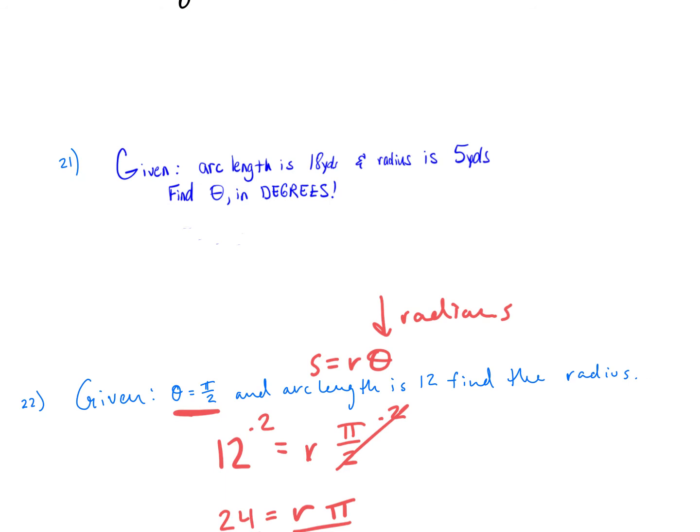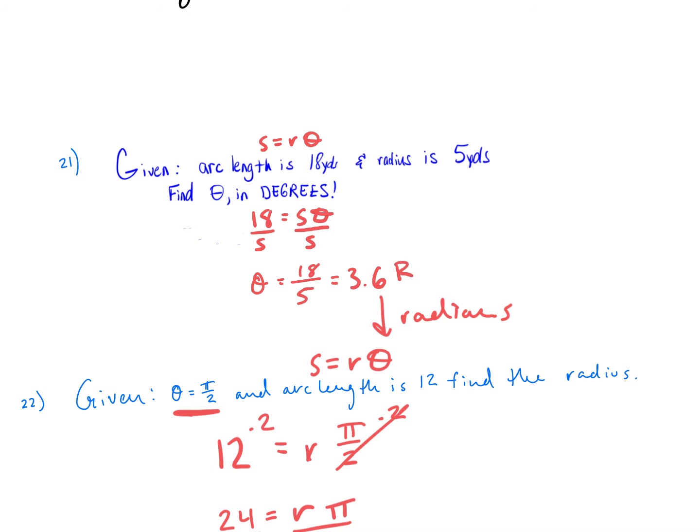So 21 says, given the arc length is 18 yards and the radius is 5 yards, find theta in degrees. So again, our formula is s is equal to r times theta. It gave us our arc length here, which is s, so that's 18, and our radius is 5. So I have 18 is equal to 5 times theta. I need to divide both sides by 5. So theta is equal to 18 over 5. I could leave it or change it to a decimal, so just divide would be 3.6.